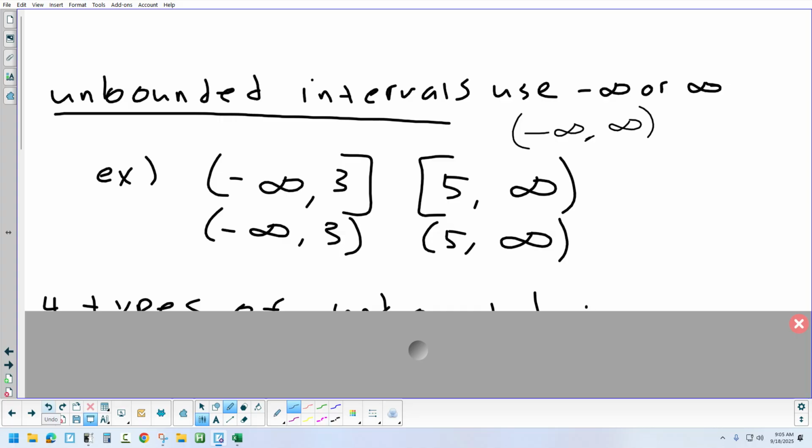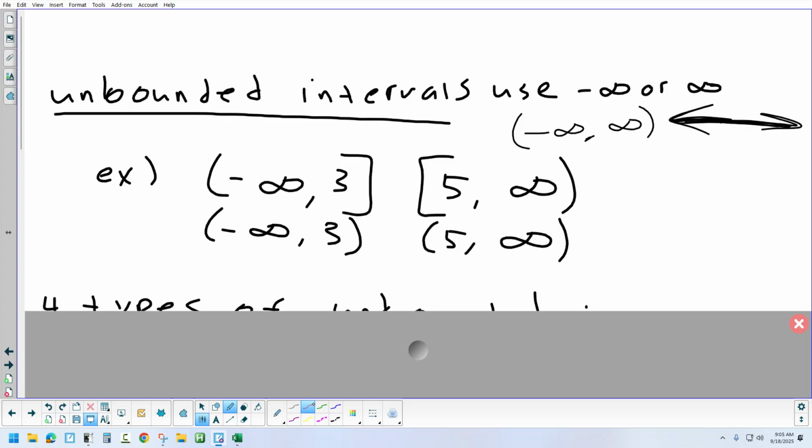Now, for an interval to be unbounded, it doesn't have to be like this one. This is unbounded because if you were to do this on a number line, you'd basically be shading right and left forever. You're shading the whole thing. But these are all unbounded too. But you're only shading in one direction.